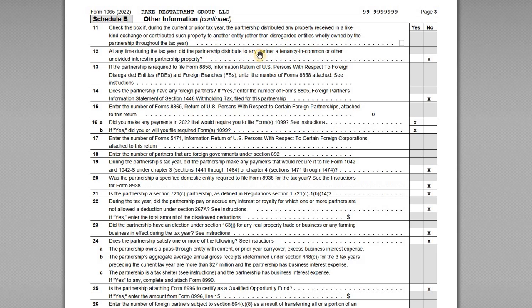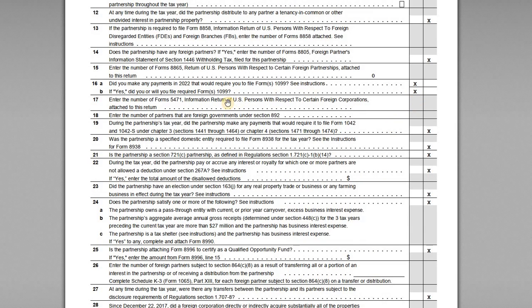no partnership distributions to partners, tenancy in common issues, right? Nothing weird there. No foreign branches, so no 8858 filings, no foreign partners at all, right? So we have all domestic partners, so we don't need to worry about 8805 or 8804s. No foreign partnership interest. We did check yes for the 1099s, right?